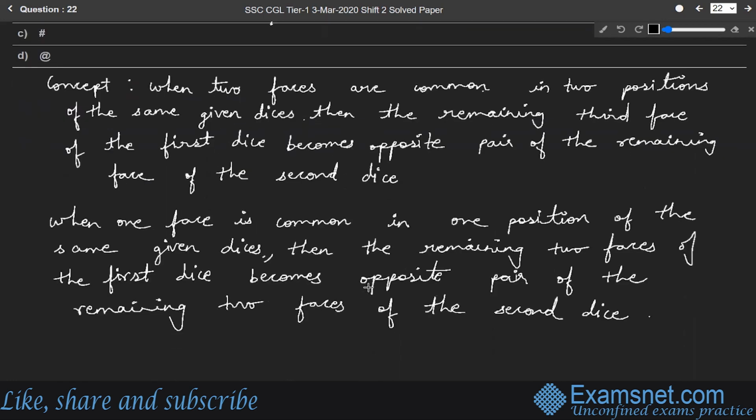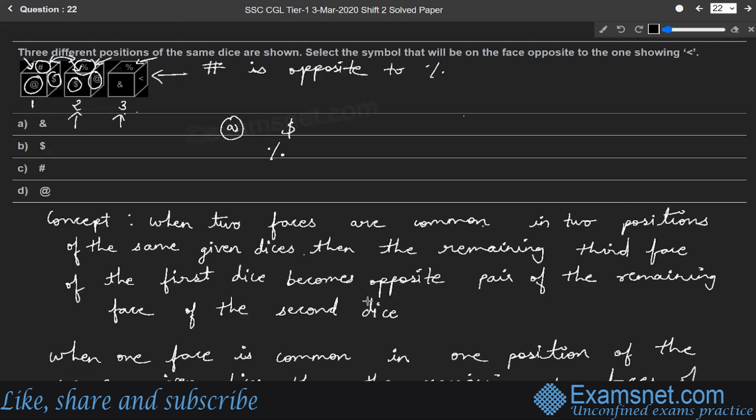So in this case, the remaining two faces of the first dice becomes opposite pair of the remaining two faces of the second dice. So remaining faces will be opposite. You can see that this is the front face, which consists of dollar. So dollar will be opposite to ampersand, and at the rate will be opposite to less than sign. Okay. So here dollar is opposite to ampersand, and at the rate is opposite to less than sign. I hope second concept is clear to you.